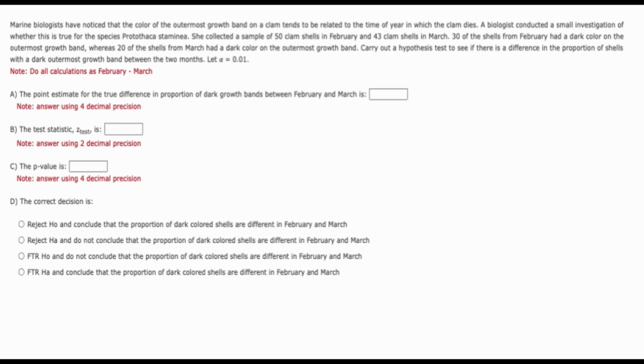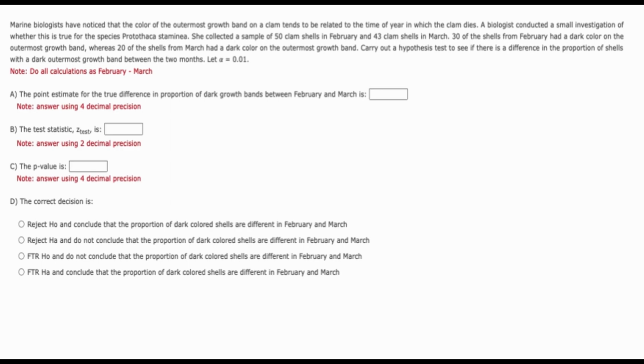Marine biologists have noticed that the color of the outermost growth band on a clam tends to be related to the time of year in which that clam dies. A biologist conducted a small investigation of whether this is true for a certain species of clam. She collects 50 clam shells in February, 43 clam shells in March.